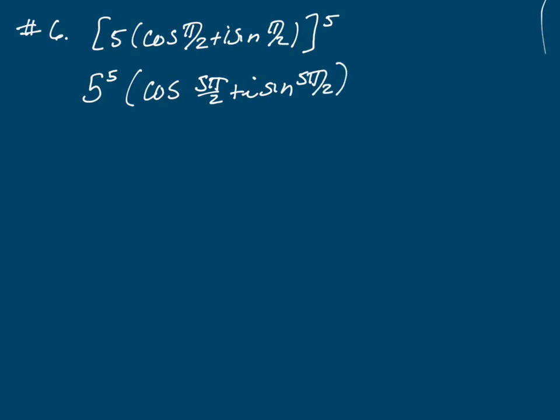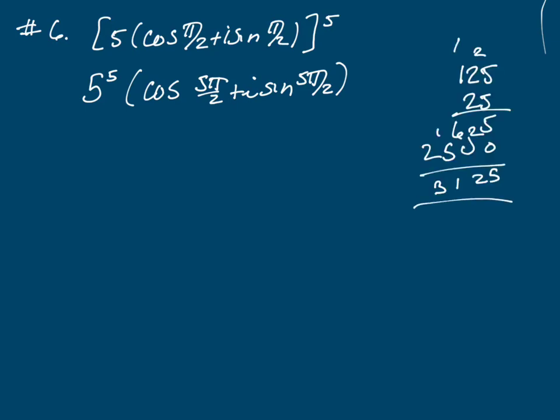Now, 5 to the 5th power is, hang on, I got 3,125. So you don't need a calculator. You can just pause your recording and do it and then come back on like you knew it all along.